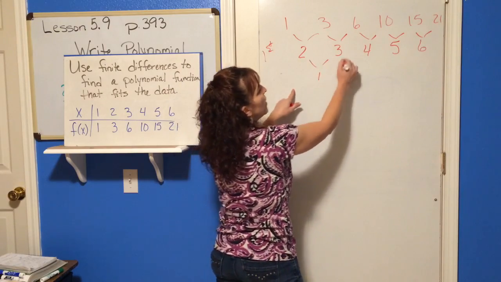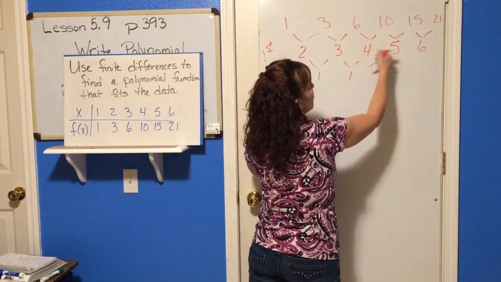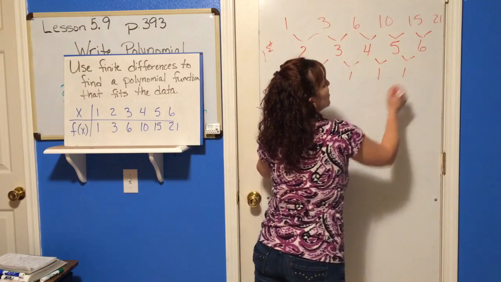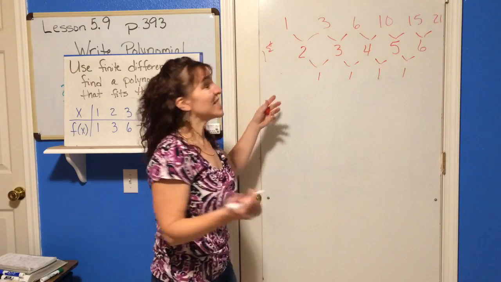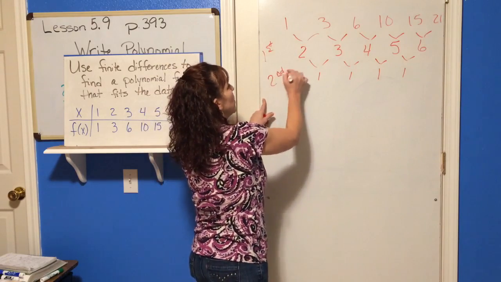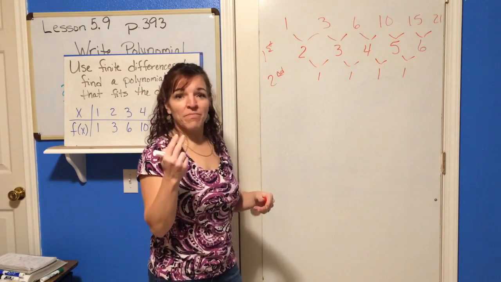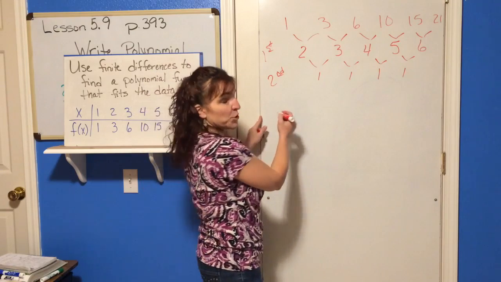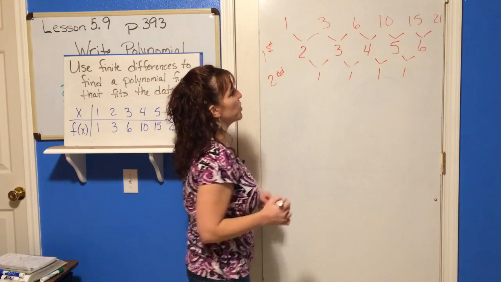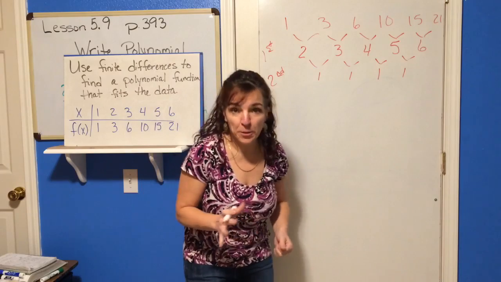3 minus 2 is 1. 4 minus 3 is 1. 5 minus 4 is 1. 6 minus 5 is 1. So this is just a second order. This is just a quadratic with an exponent of 2. So here's what we can do from here.